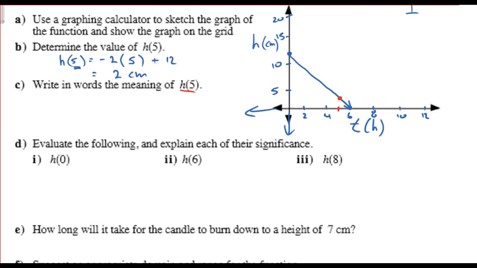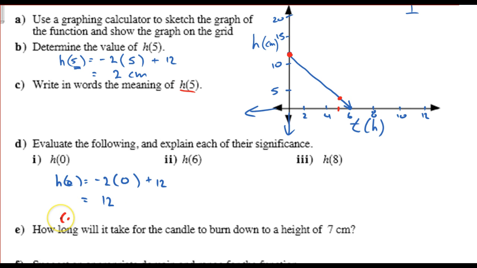Okay, let's do some more here. Evaluate the following and explain their significance. Okay, so h at 0. So h at 0 equals negative 2, 0 plus 12. That's going to just be 12. And what is the significance of that? Well, that is the y-intercept. That's right over here.